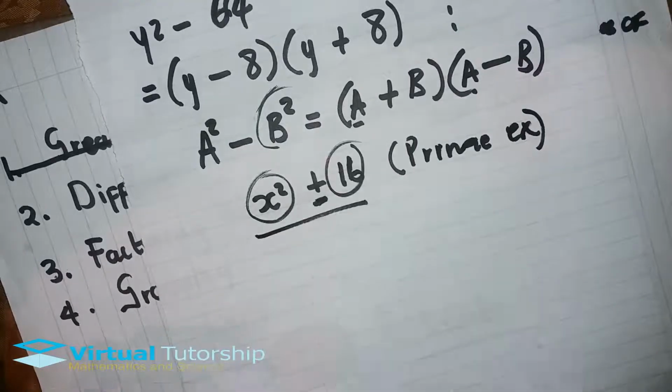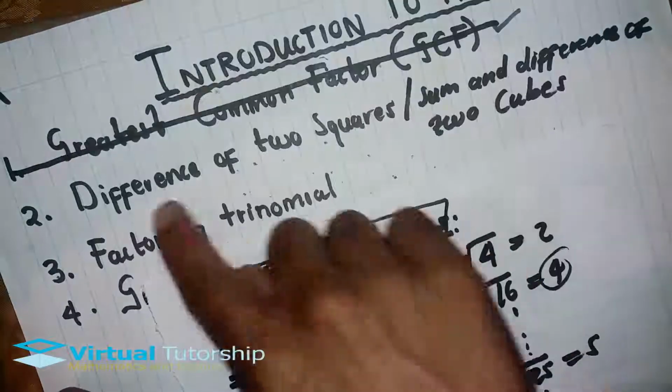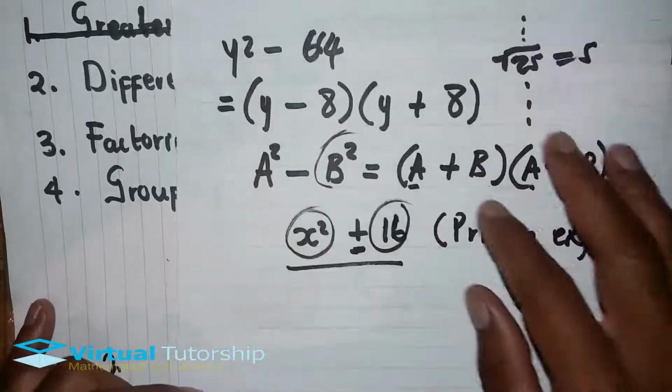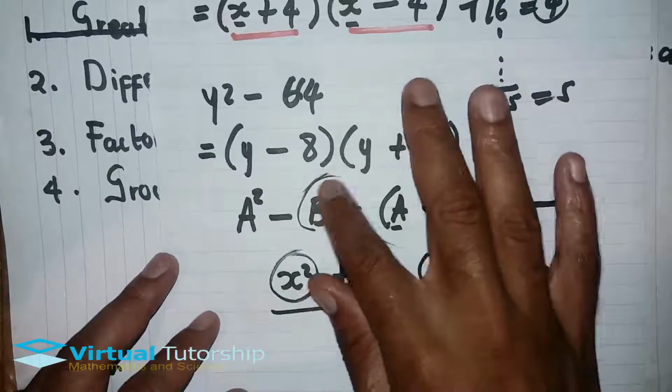I can't factorize this one. That's why I say a difference of two squares, not a sum of two squares. We don't have a sum of two squares. So I'm solving a difference of two squares, we solve so.